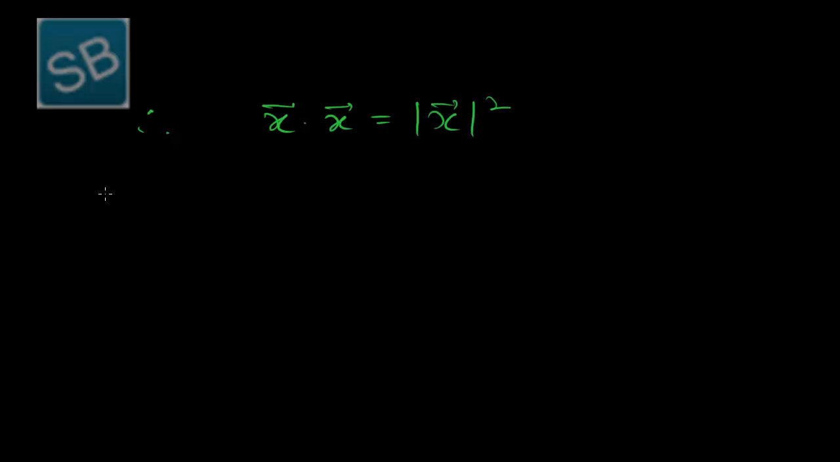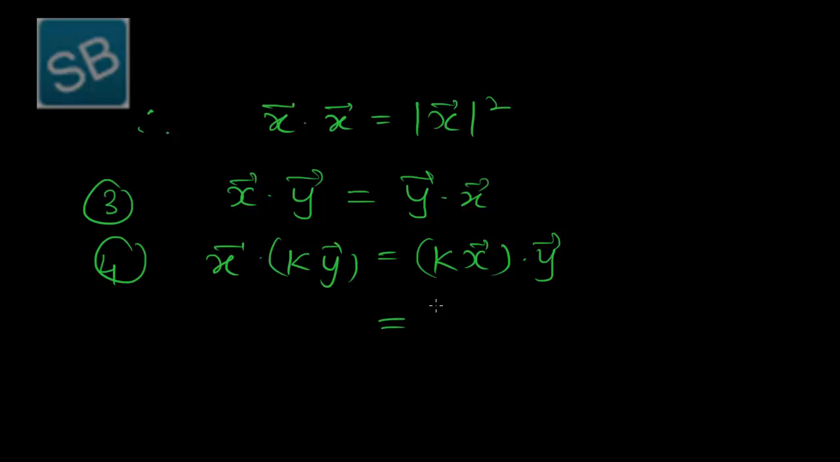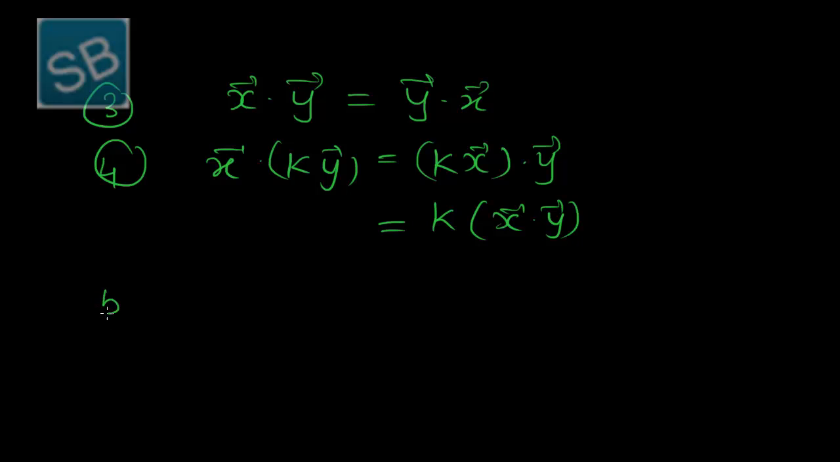That is proved. So number 3, x dot y is always equal to y dot x. That is, the commutative law holds. Number 4, x dot ky will be equal to k into x dot y, which is also equal to kx dot y. The result will be the same in all three cases. These are the properties of inner product.